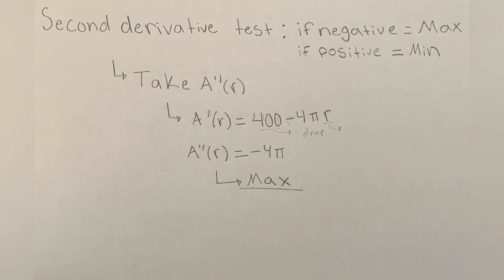To be sure that 100 over pi is in fact the maximum value, we need to take the second derivative of A of r. If the second derivative is negative, then it is a maximum, and if the second derivative is positive, then it is a minimum. To do this, we just need to take the derivative of the first derivative, 400 minus 4 pi r. After solving, the second derivative is negative 4 pi, meaning that 100 over pi is in fact a maximum.